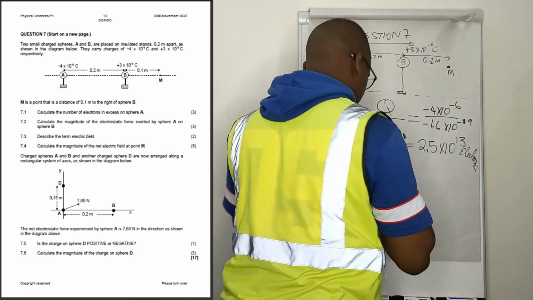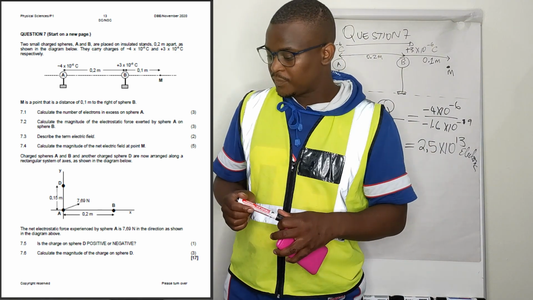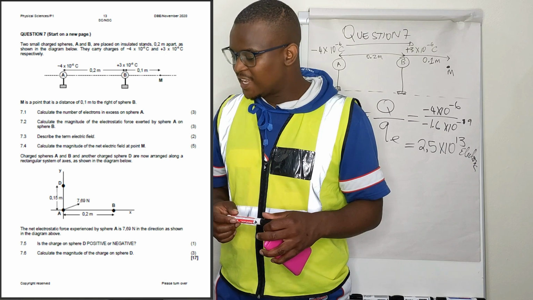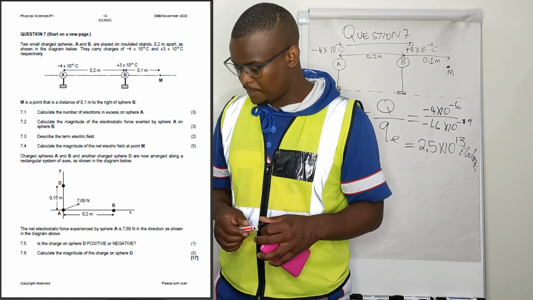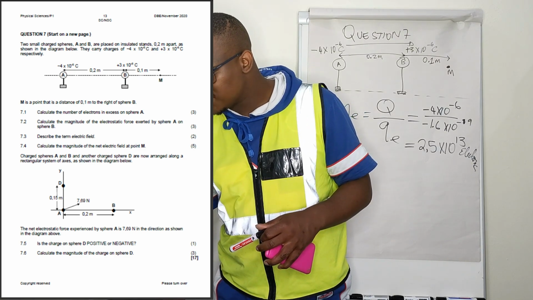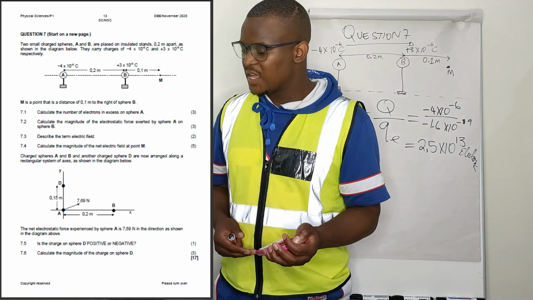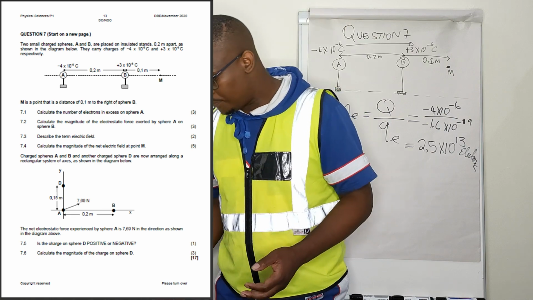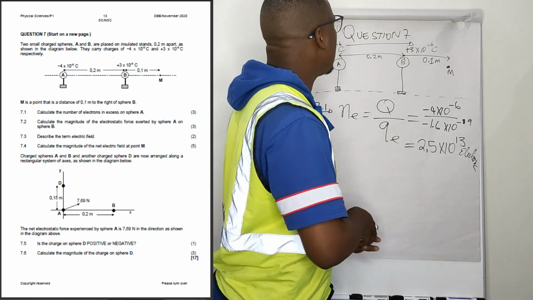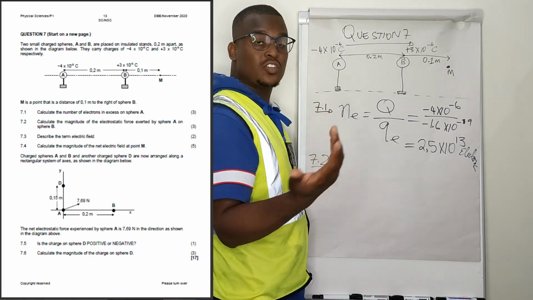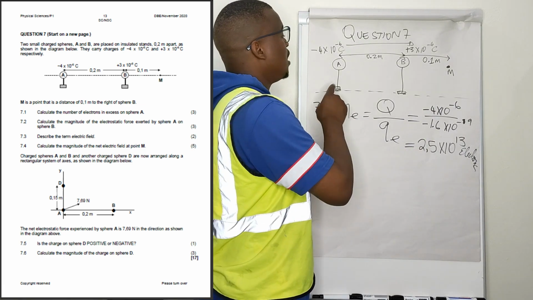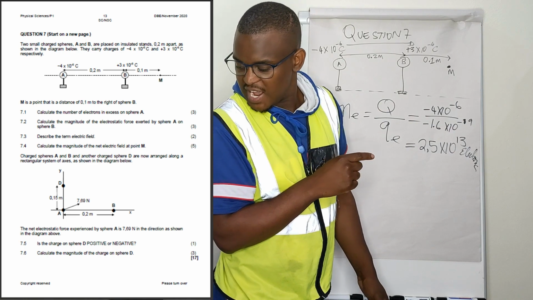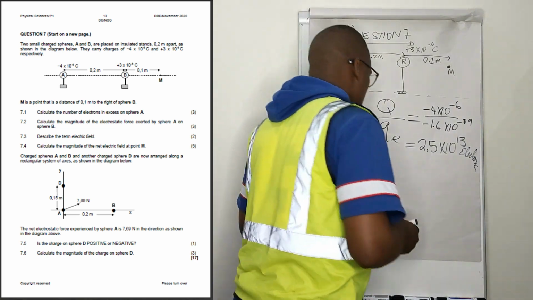7.2. Calculate the magnitude of the electrostatic force exerted by sphere A on sphere B. So they want us to calculate the magnitude of the electrostatic force exerted by sphere A on sphere B, which is easy.